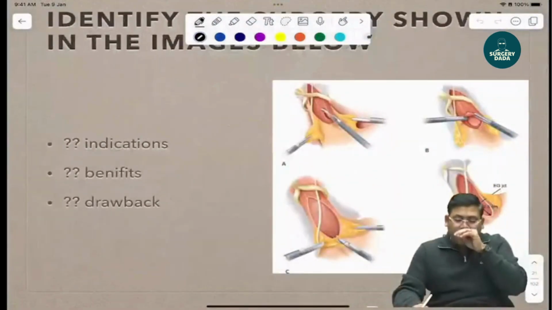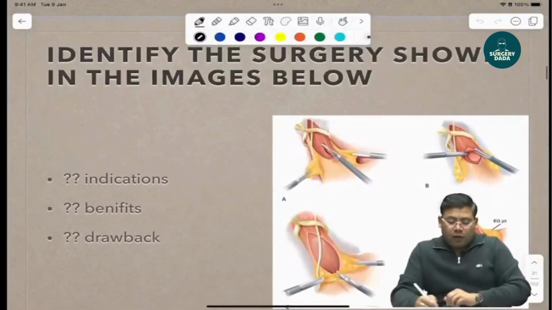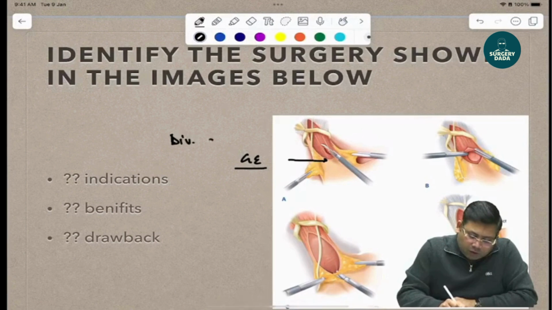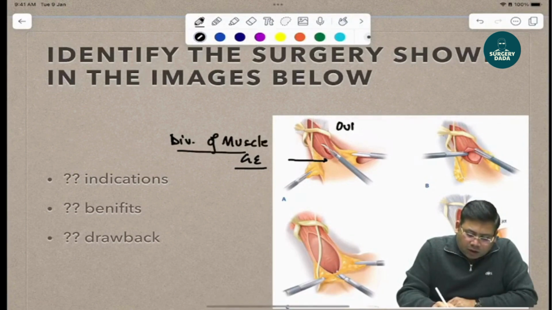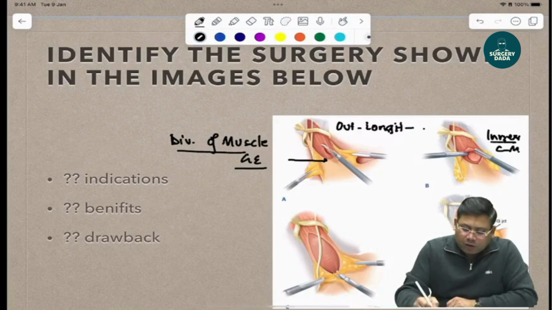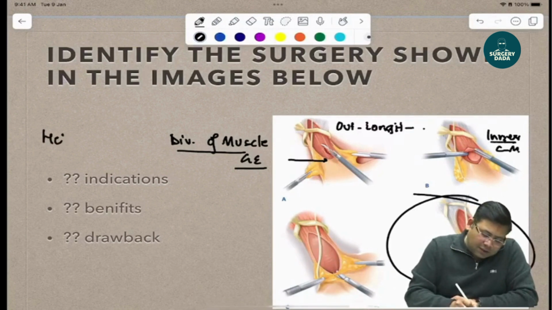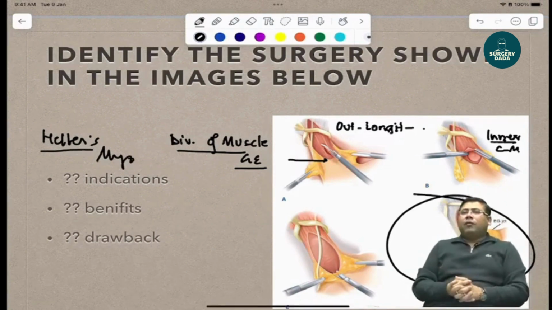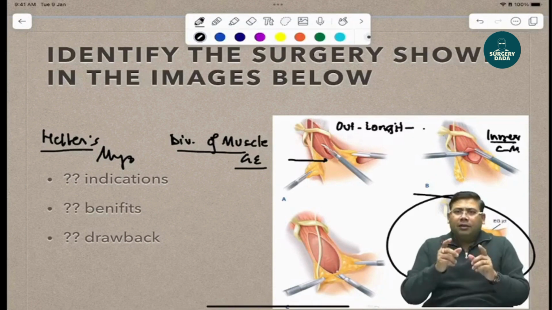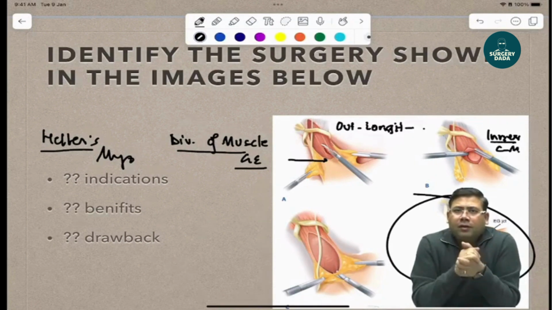So if you see the next image, what is this image? Can you see? You're going right up to the level of the GE junction and division of the muscle. What muscle? The outer longitudinal muscle, and then you are going to go for the inner circular muscle. So this is a surgery which is known as Heller's myotomy. Why is it modified? Earlier 0.5 to 1 centimeter was divided, now 2 to 3 centimeter below the GE junction is divided, and that is the reason for modified Heller's myotomy.